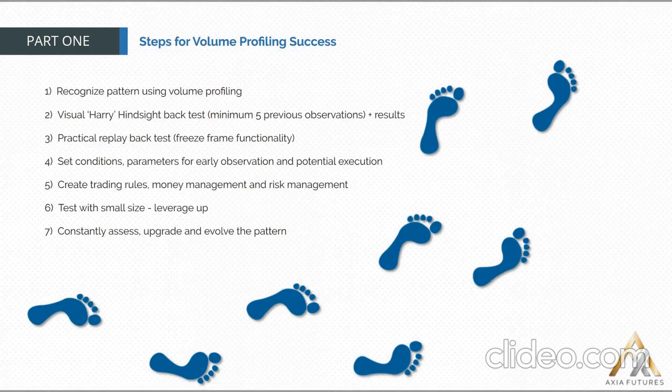Now, the reason we do it this way around and we do that first is because we can very easily identify if there is a strong enough pattern. A lot of patterns don't always necessarily give us the best risk-reward metrics, so we want to know early enough, is this strategy actually worth pursuing? Then, once we've done the visual Harry Hindsight backtest, we then need to go and do a practical replay backtest.